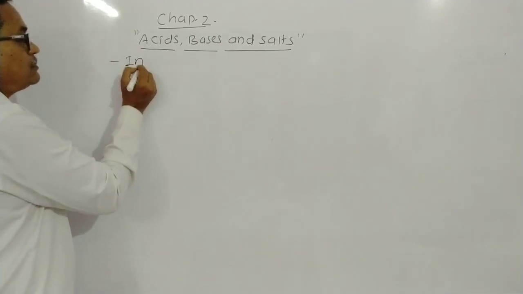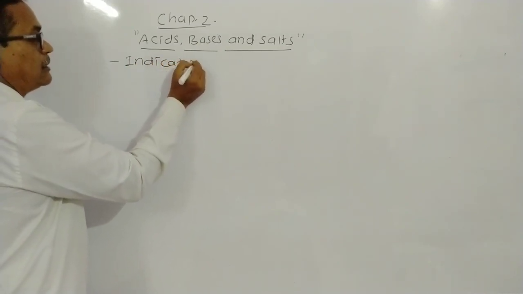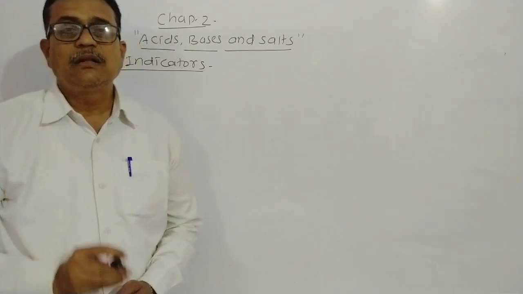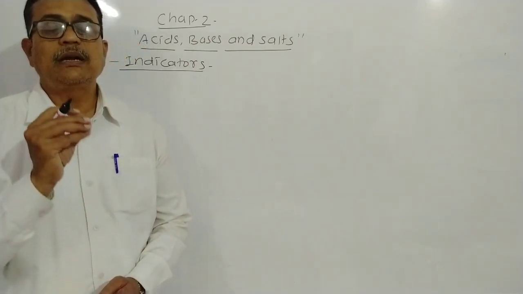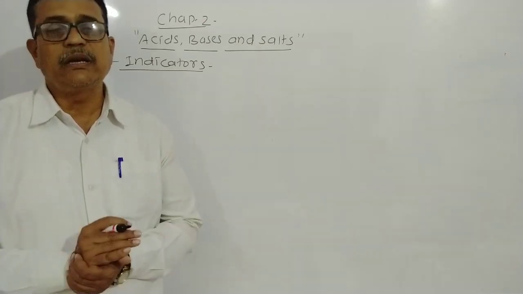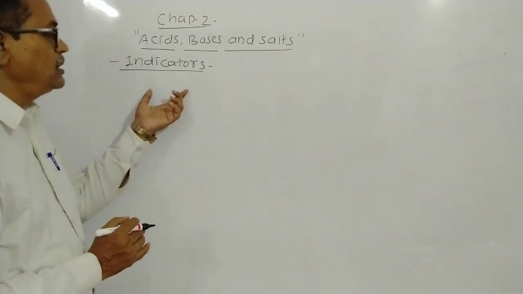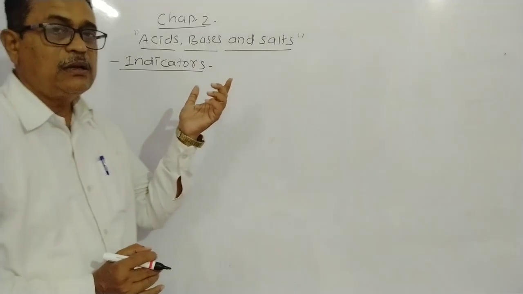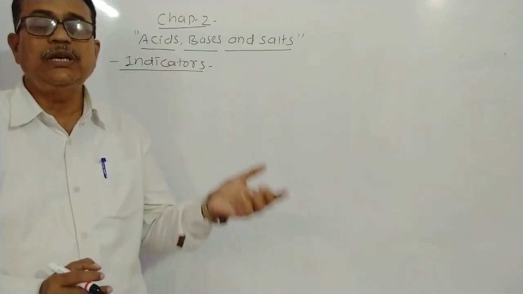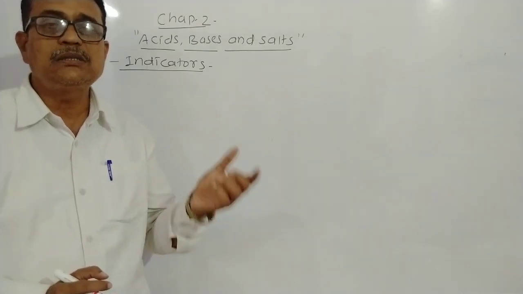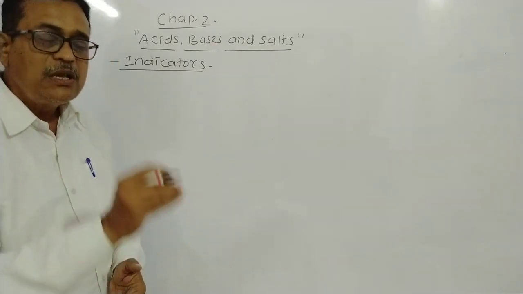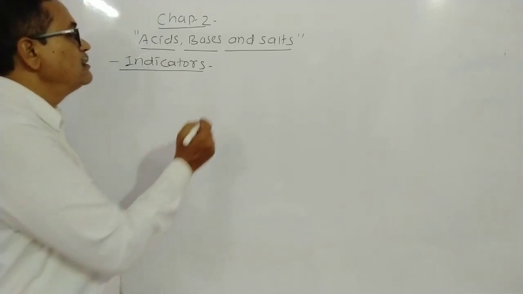What are the indicators? There are three kinds of indicators: natural indicator, synthetic indicator and universal indicator. What are the indicators? The acidic or basic nature of a substance is indicated by using a chemical or natural substance, and they are called indicators. Indicator means a substance which indicates, by which we can fix the nature of that substance.